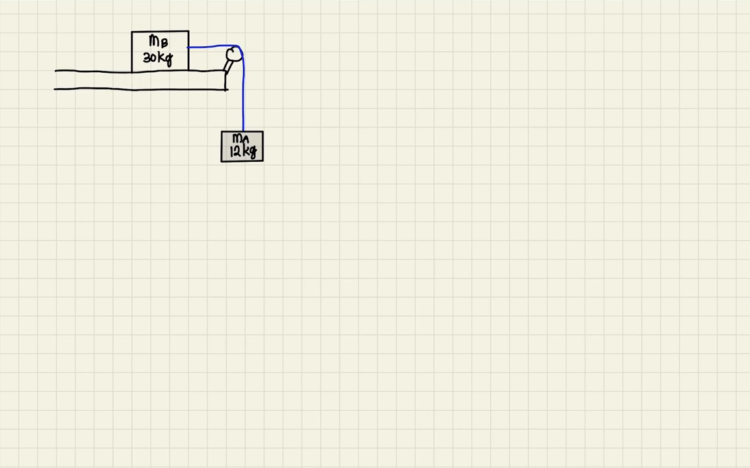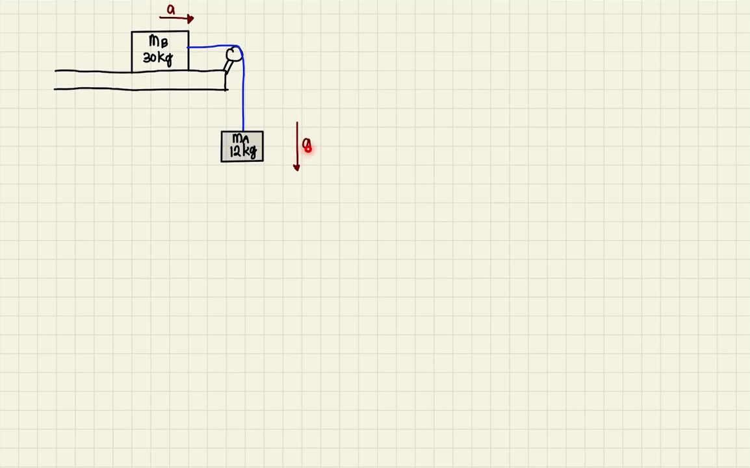So in what direction will these blocks accelerate? Let's start with A. Block A will accelerate downward. That's the acceleration of block A. And block B will accelerate towards the right. Since the two are connected using the same massless frictionless string, we expect them to have the same acceleration.